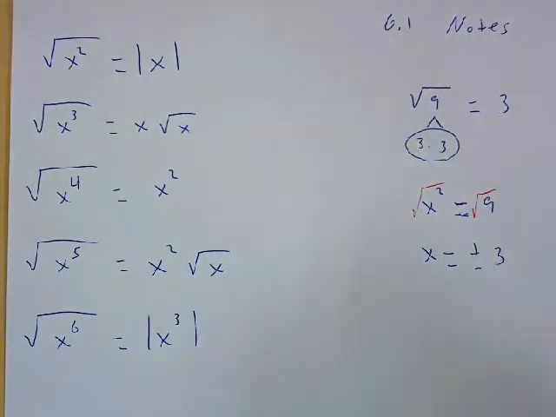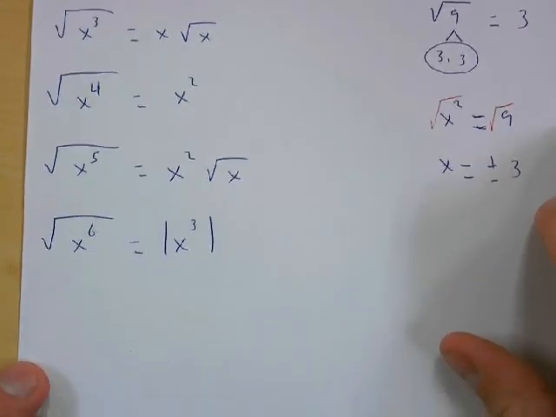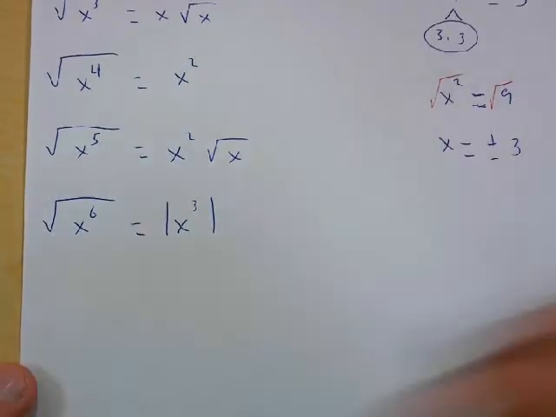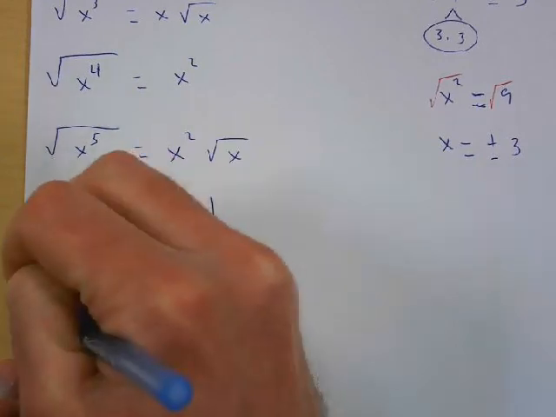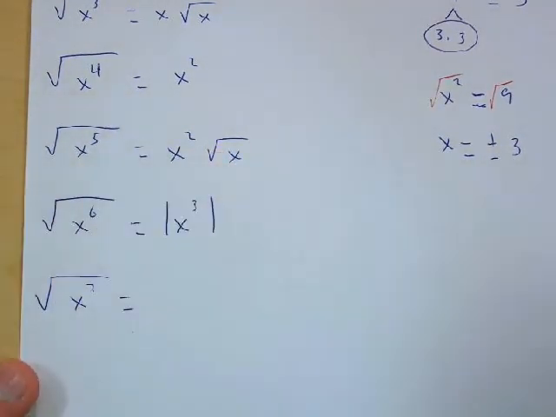Okay, now hopefully you're starting to notice a pattern here. Let's do a few more and see if you can figure out that pattern, and then we'll write the rule for this thing. But let's keep going with this. All right, next one, the square root of, you guessed it, x to the 7th. What is the square root of x to the 7th?